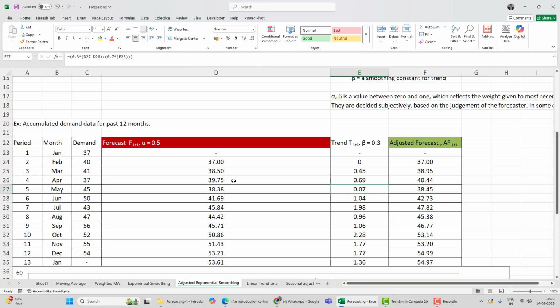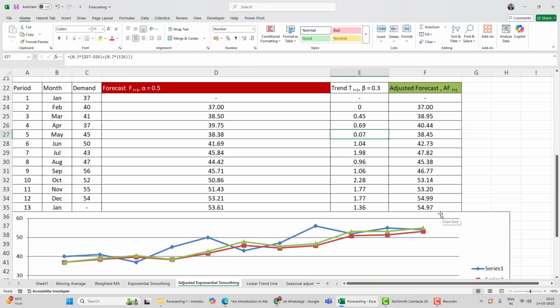If you remember that, and the difference here will be two, because when we are in April, or if we want to find the trend for April or May, all these values are already available, so we can easily find the difference between that period and the previous period, multiplied by beta, and 1 minus beta times the previous period's trend, to get the trend for that particular period. And then this is what is going to be the adjusted forecast.